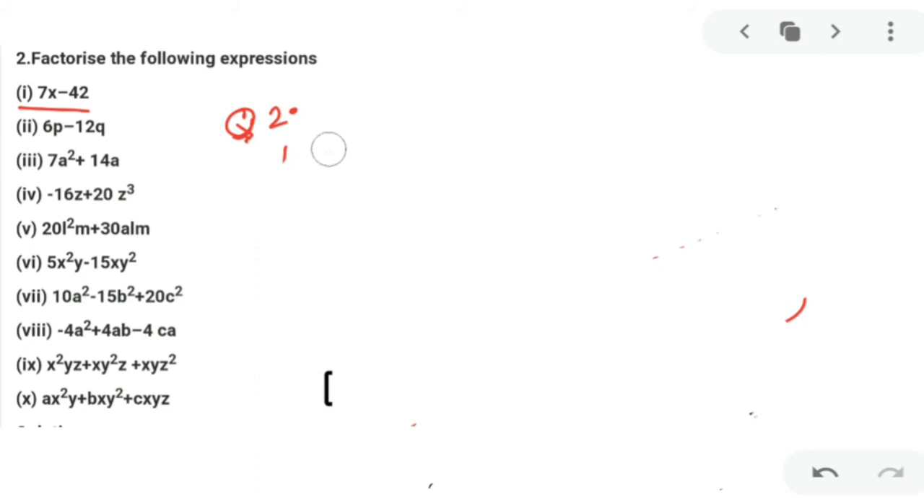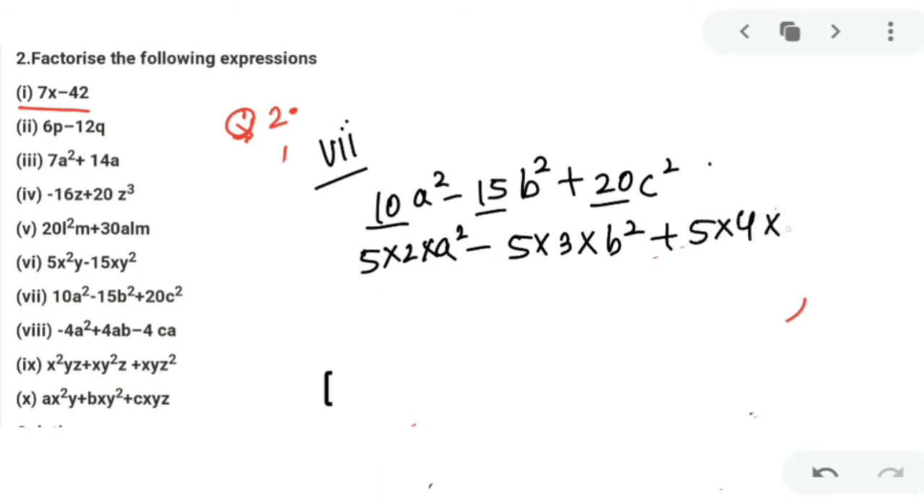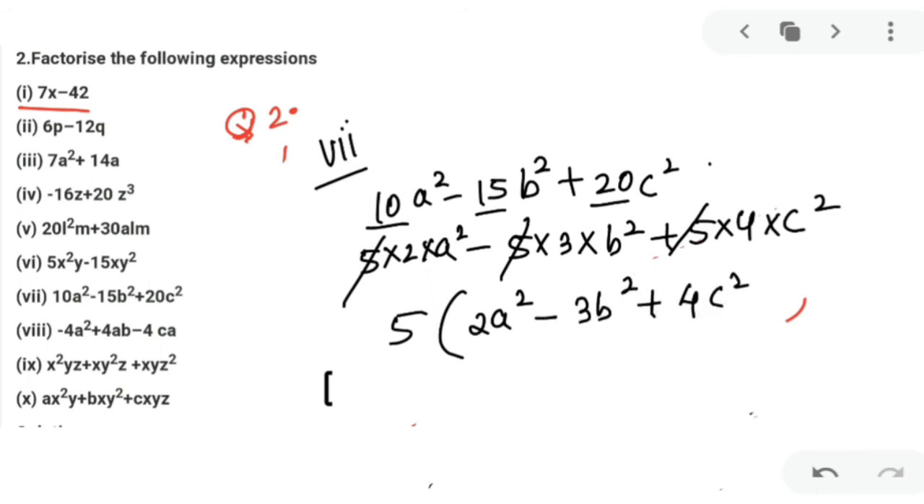I'm taking next seventh. And it goes 10a square minus 15b square plus 20c square. My dear kids, 10, 15, 20. आप समझ सकते हो कि इसमें से 5 कॉमन होने वाला है. Okay, so it will be 5 into 2 into a square minus 5 into 3 into b square plus 5 into 4 into c square. So what is common here? I guess only 5 is common. Inside will be remaining 2a square minus 3b square plus 4c square.